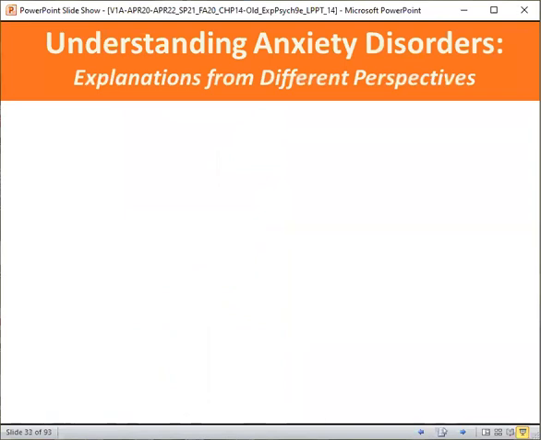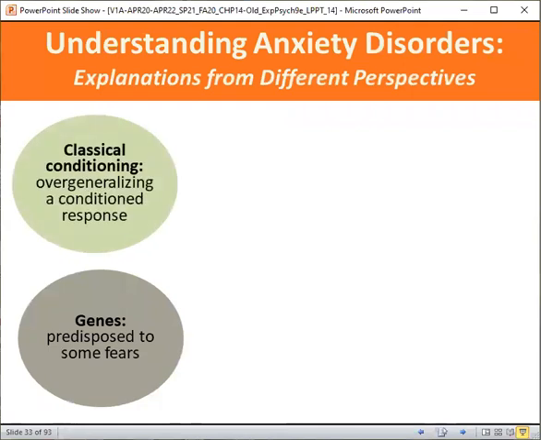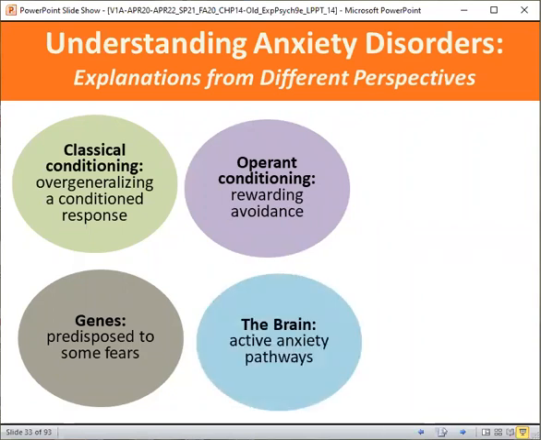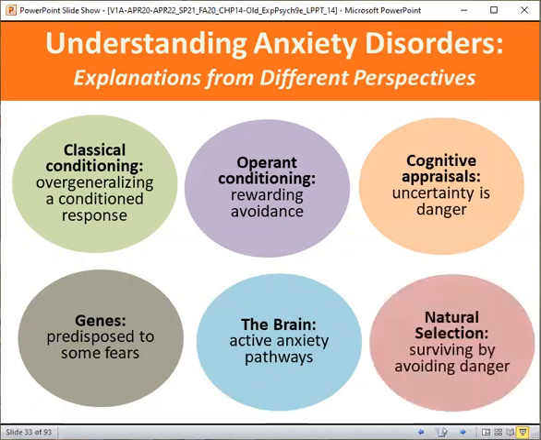Why do we have these? Explanations from different perspectives. All right, genes: there may be some genes that predispose us to some fears. We have classical conditioning, overgeneralizing a conditioned response like what we saw in little Albert. Operant conditioning, rewarding avoidance. The brain: active anxiety pathways that may exist in the brain. Cognitive appraisals: uncertainty is a danger. When you can't appraise what is going on, that represents a danger. And then natural selection, surviving by avoiding danger. All of these are perspectives that could show us why we can understand a little bit more about these anxiety disorders.